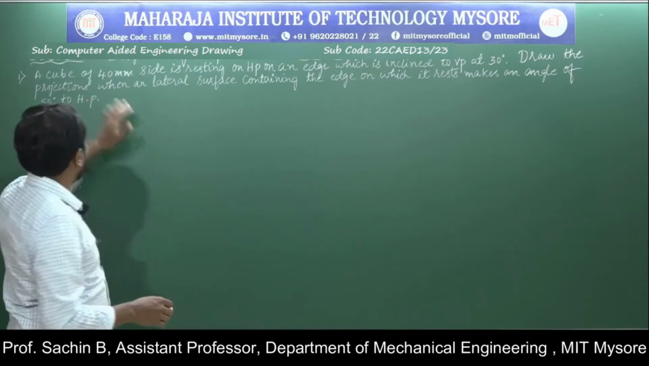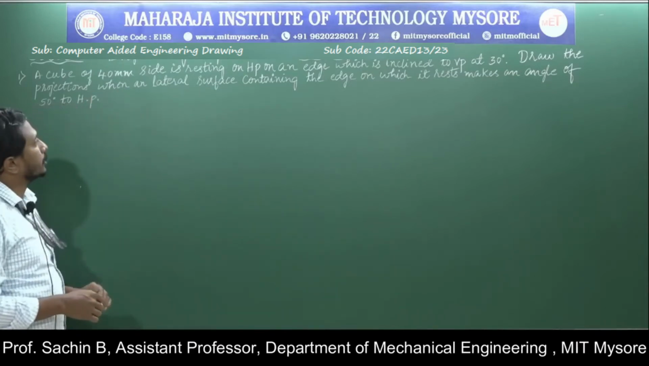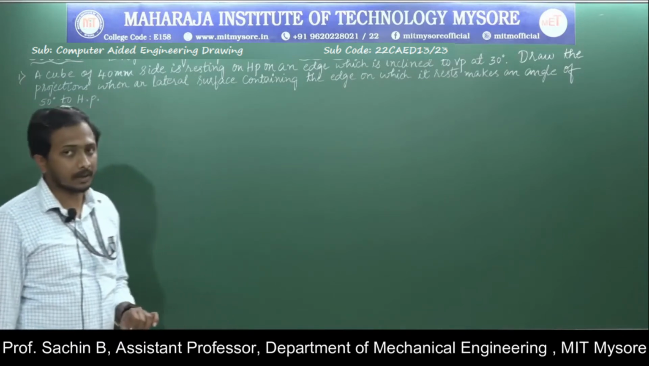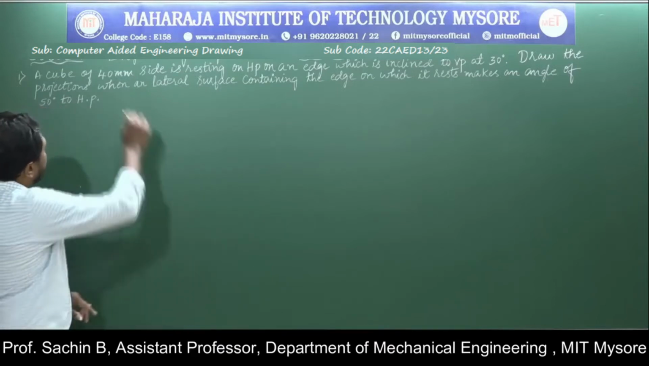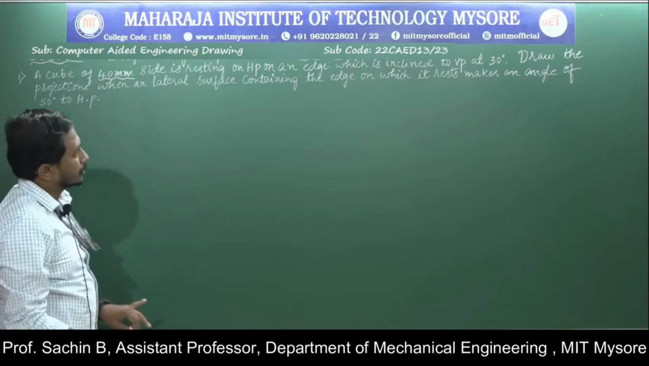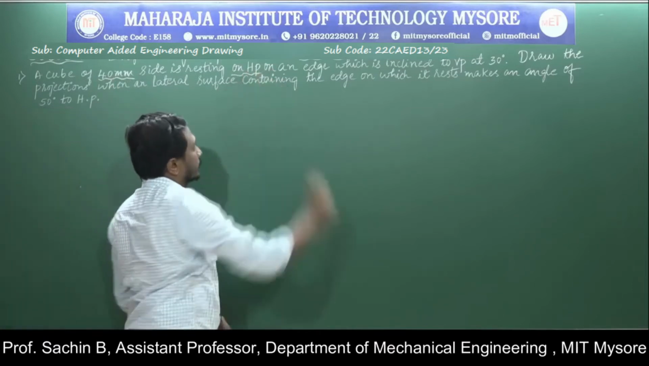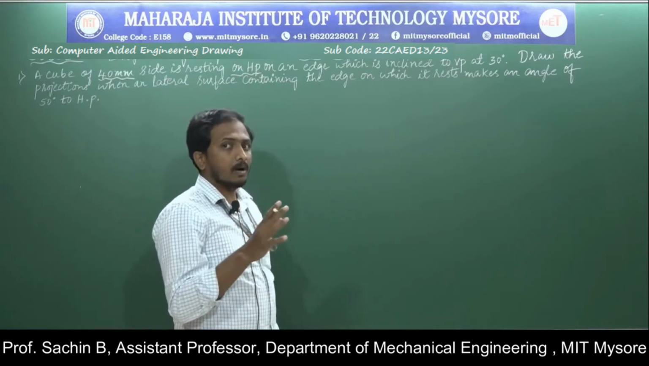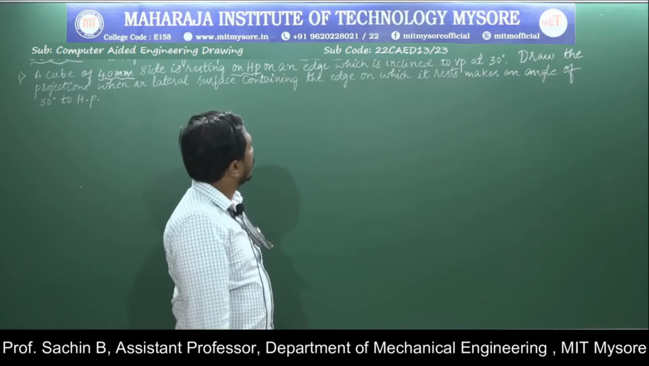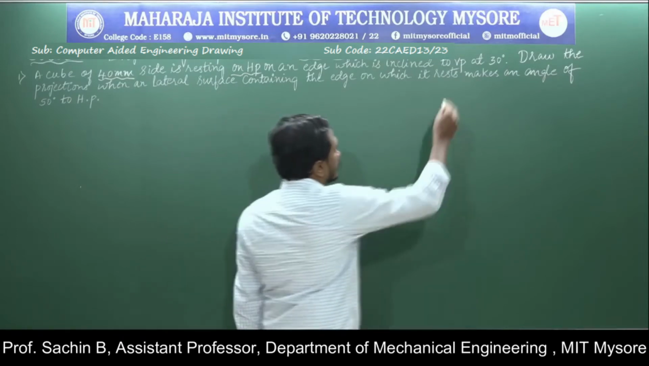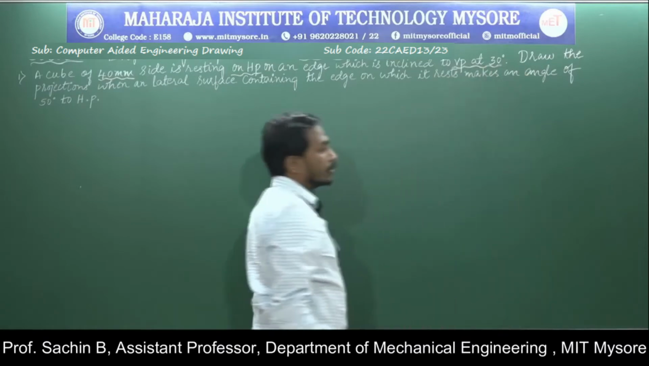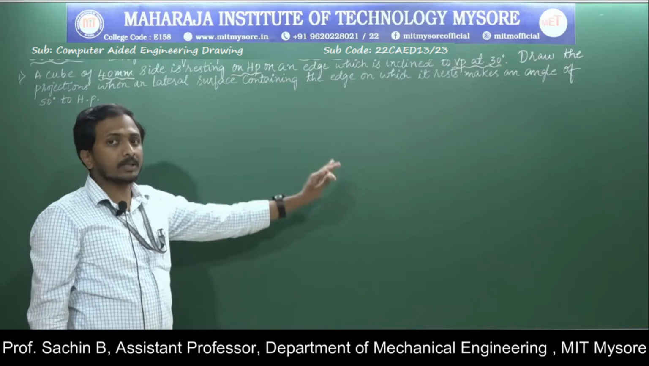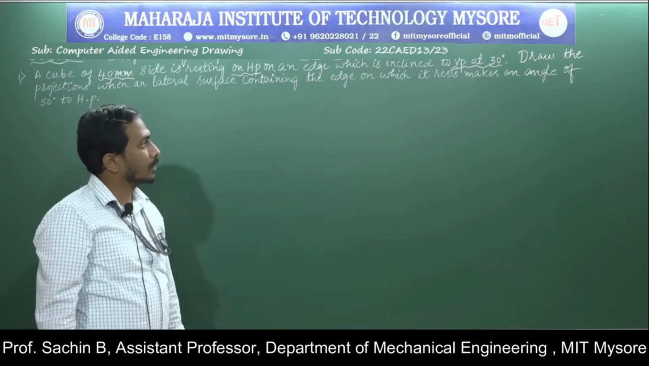Here I have written the question. A cube of 40 mm side is resting on HP on an edge which is inclined to VP at 30 degree. Here a cube of sides 40 mm is resting on HP. They clearly say that it is resting on HP on an edge, meaning the cube has 4 edges at the base, and any one of the edges is resting, which is inclined to VP at 30 degree. This VP angle of 30 degree we are going to prove in the last position. Full stop, meaning the resting edge is inclined at an angle of 30 degree to VP.